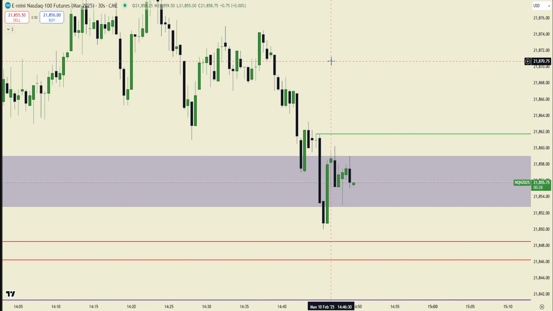So we're stuck between these two gaps. I thought maybe price was about to get interesting, but looks like we're just going back to what we were just doing.